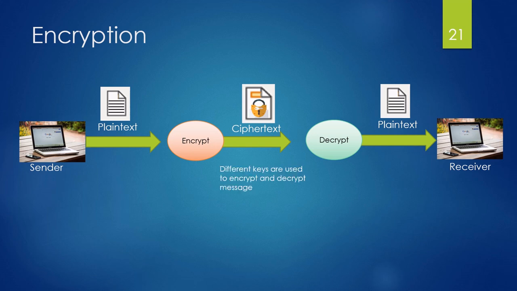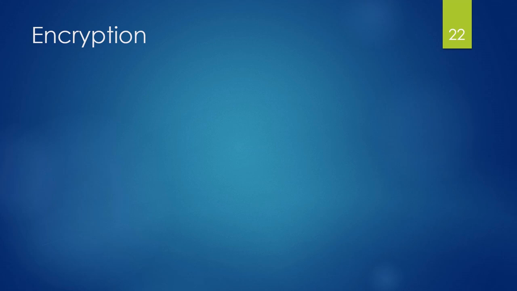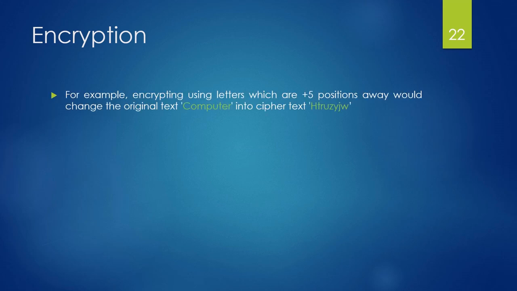Different keys are used to encrypt and decrypt messages. To encrypt the messages, the recipient's public key is used. And to decrypt messages, the recipient's private key is used. For example, encrypting using letters which are 5 positions away would change the original text computer into ciphertext: H, T, R, U, Z, Y, J, W.